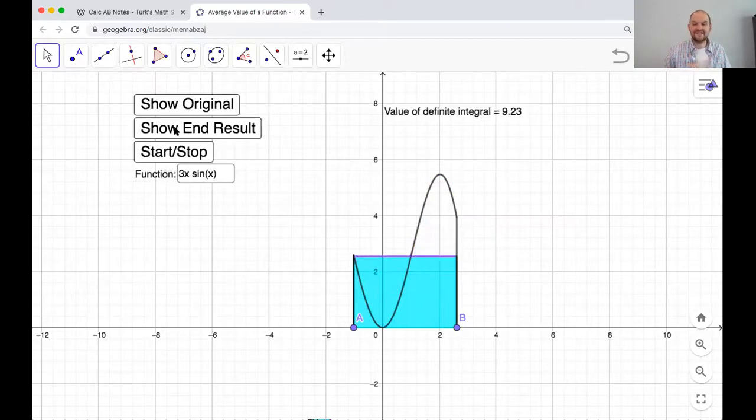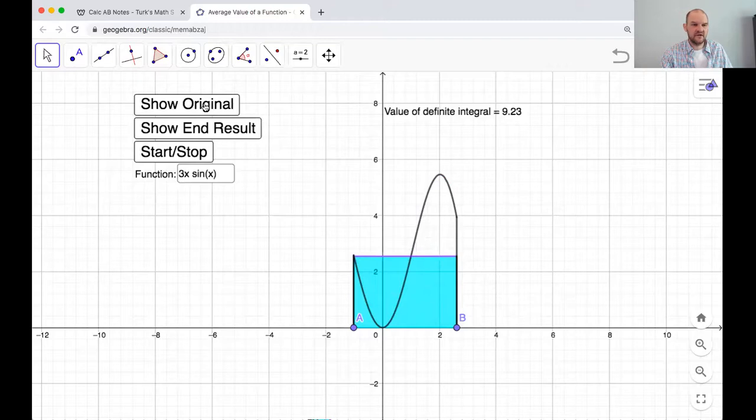This rectangle has exactly the same area as the original, 9.23. It also has the same base as the original, which means there's something going on, right? The height of this rectangle, with the same base and the same area as the original region, is called the average value of the function on the interval. It's the average amount of this function on the interval.